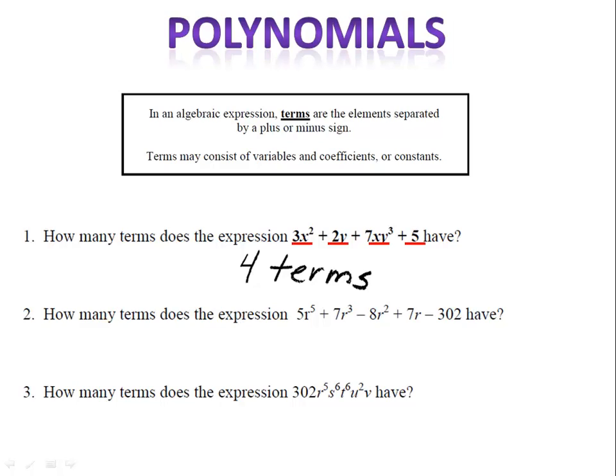Take a look at example 2. 5r to the 5th plus 7r to the 3rd minus 8r squared plus 7r minus 302. How many terms do you see there? Well, there's a total of 5 terms. Each of those terms is separated by addition or by subtraction. How about example 3? While it's a very long term, there is only one term. There's no addition or subtraction separating everything, so it's just one big piece.